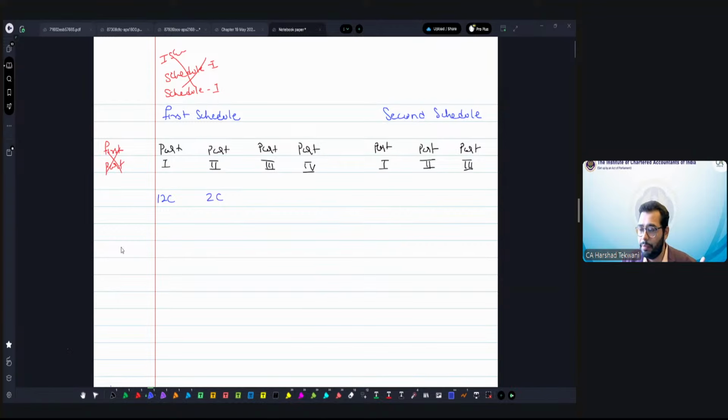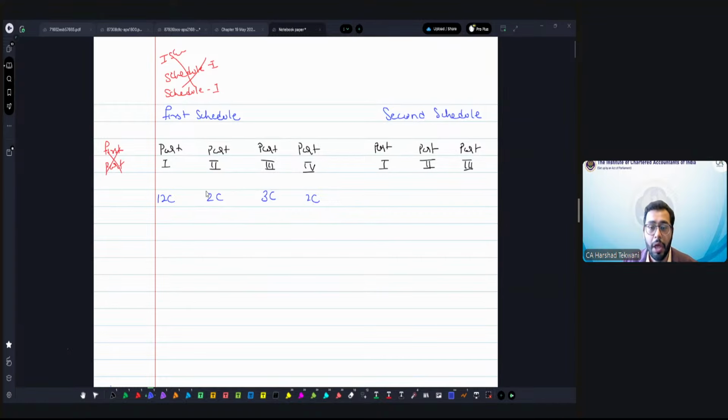Part 3, quickly. How many clauses do we have? 3 clauses. Very good. Part 4, quickly. Part 4. Yes, Khushi. Very good. 2 clauses. So part 1, 2, 3, 4: 12 clauses, 2 clauses, 3 clauses, 2 clauses. So in total, it has 19 clauses in the first schedule.